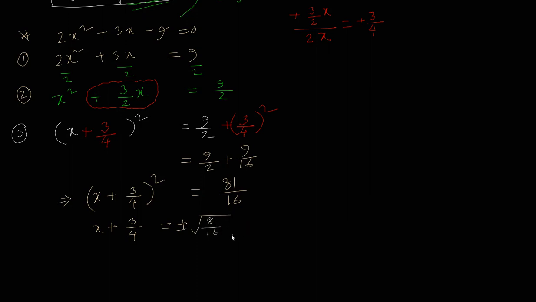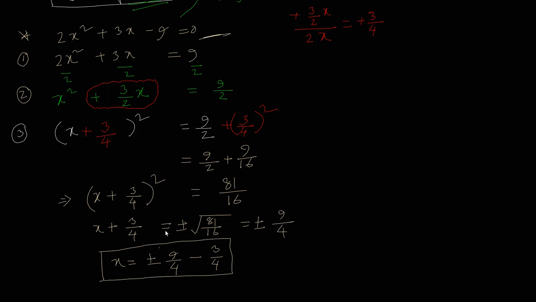So this is going to be plus minus, 81 is going to be 9, and 16 is going to be 4. So what is going to be my x? My x will be plus minus 9 over 4, and minus 3 over 4. So that is my solution. You can see I solved this quadratic equation using the completing the square method. So that's how we solve this problem.